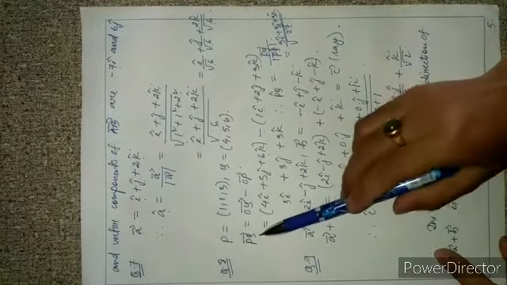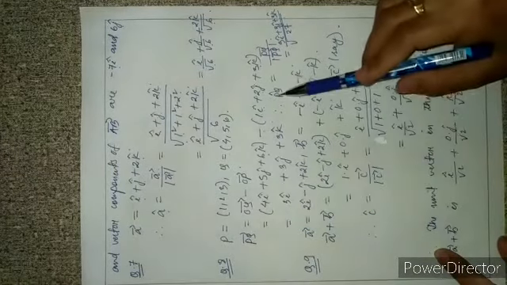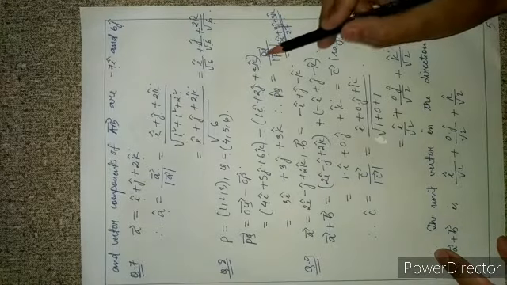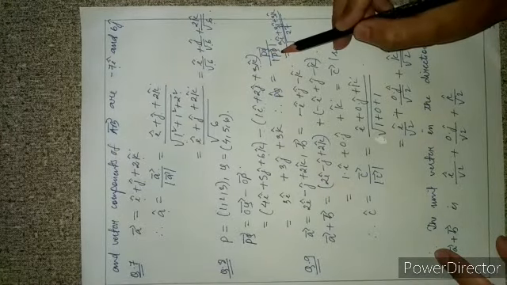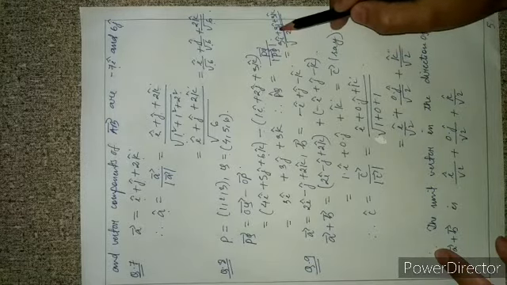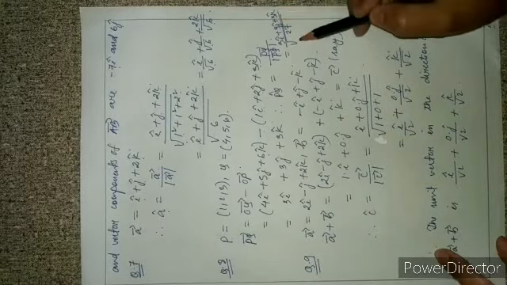Now the unit vector acting along this PQ vector is denoted by PQ cap, which is given by the PQ vector divided by the magnitude of the PQ vector. Then write the components of PQ: 3i cap plus 3j cap plus 3k cap divided by the magnitude of PQ. The magnitude of PQ is given by 3 squared, 9, plus 3 squared, 9, plus 3 squared, 9, and their sum is equal to 27.